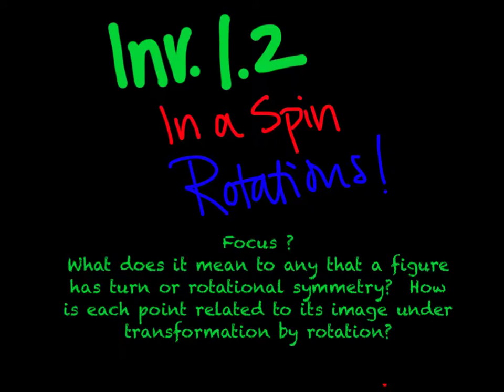Welcome to Investigation 1.2. In a spin, we are going to be looking at rotations. Specifically, here's our focus question: What does it mean to say that a figure has turn or rotational symmetry? How is each point related to its image under transformation by rotation? So we're going to be looking at the relationships between points and seeing if there's any sort of similarities or patterns that we can see when we rotate a figure about a given point.